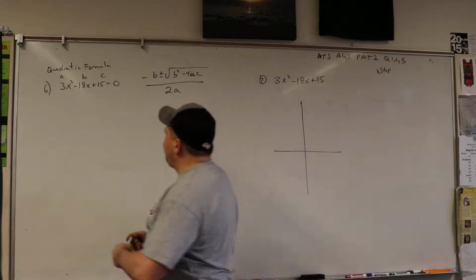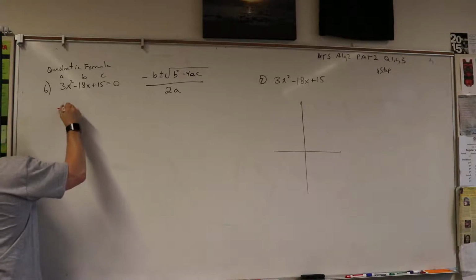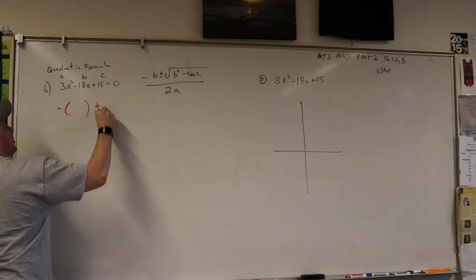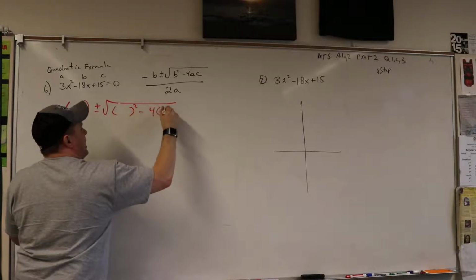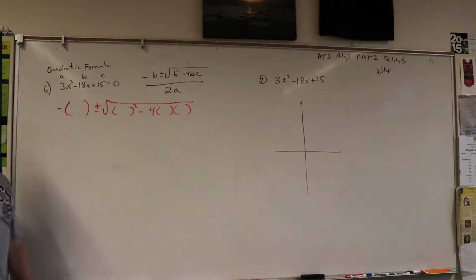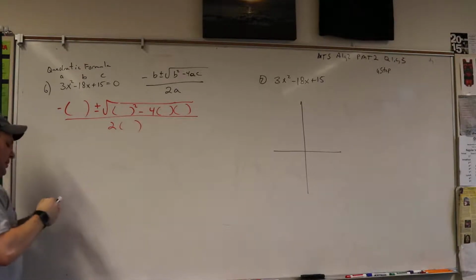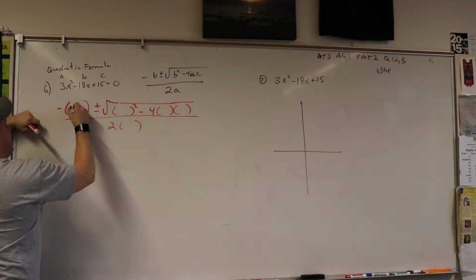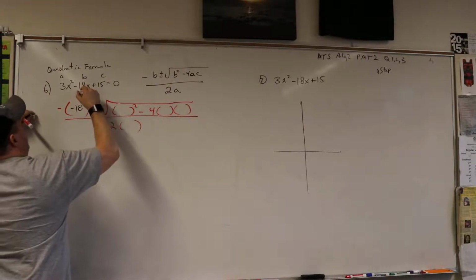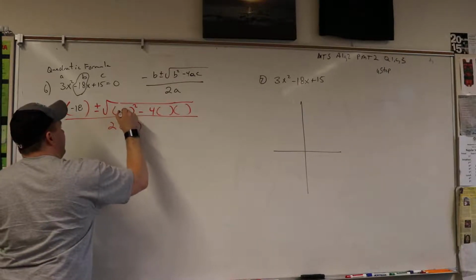Quadratic formula: negative b plus or minus the square root of b squared minus 4ac, all over 2a. Notice I'm always saying it in my head, and I'm putting parentheses all over. Then I plug in my b, negative 18. B is the whole number and the sign. Negative 18.